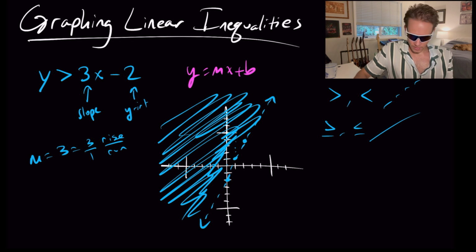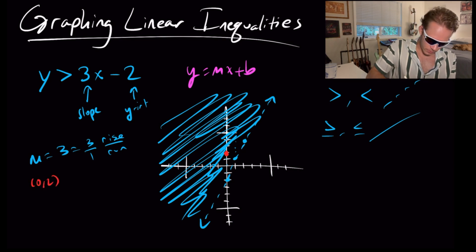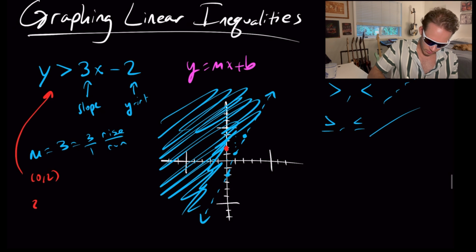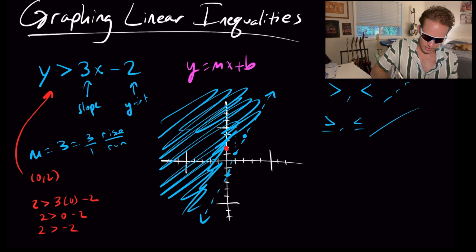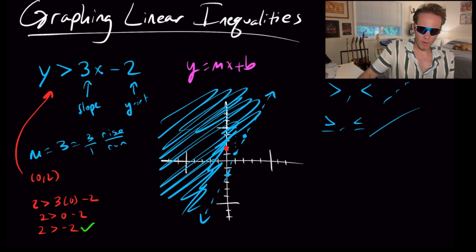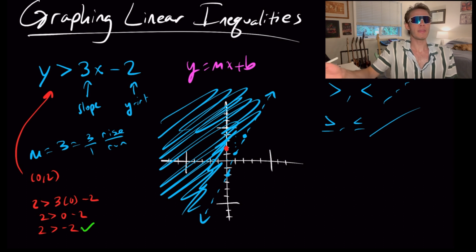So if I pick a point in this shaded region, let's say right here, that's going to be (0, 2). If I plug (0, 2) into my inequality up here, I will have 2 is greater than 3 times 0 minus 2. 3 times 0 is 0, and then minus 2, 0 minus 2 is negative 2. And this here, 2 is greater than negative 2, that's a true statement. So this point satisfies our inequality.